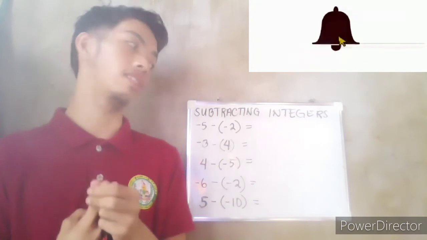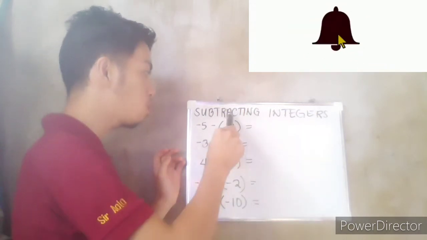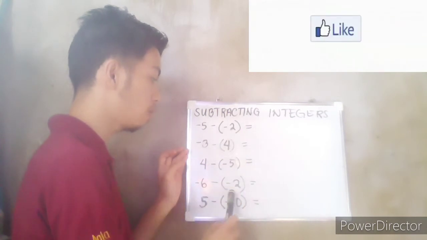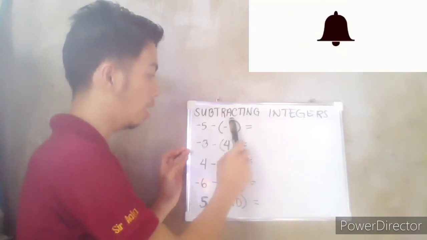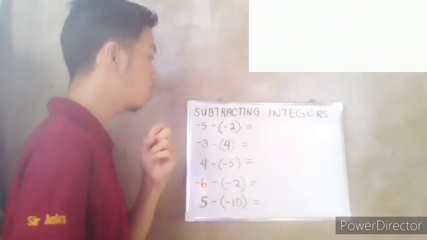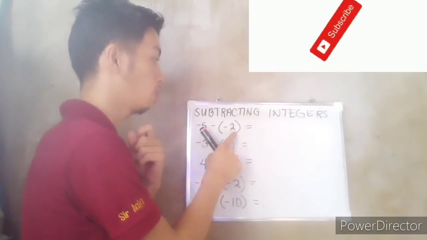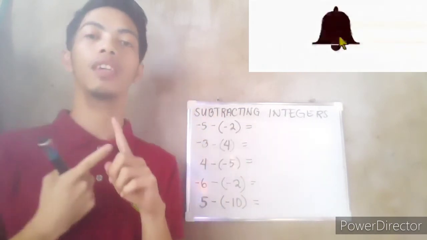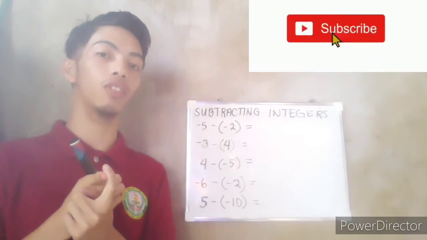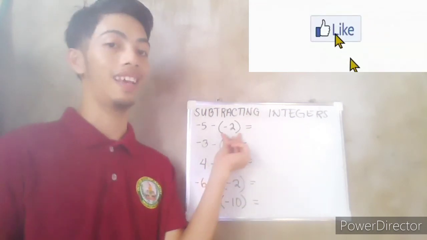Proceed to addition. So, kung makikita natin, ang mga subtrahend natin ay yung mga pangalawang number dito sa ating mathematical sentence. So, kung titingnan nyo, negative 5 minus negative 2. Okay, anong unang step? Change the sign of the subtrahend. Ano ba yung sign ng subtrahend? Negative.